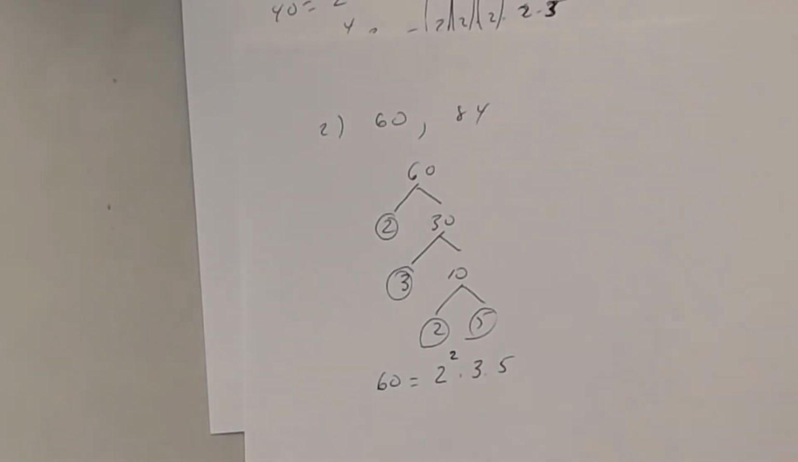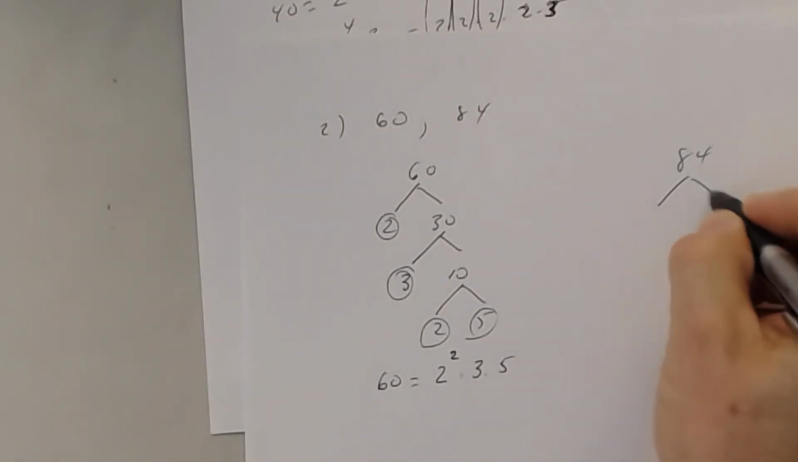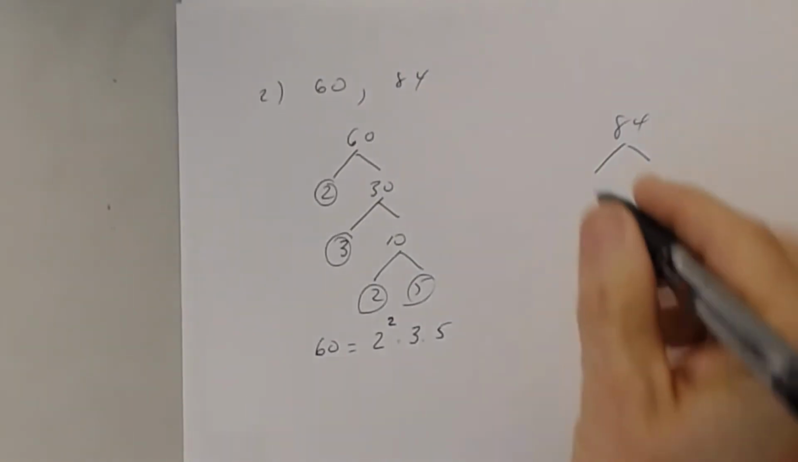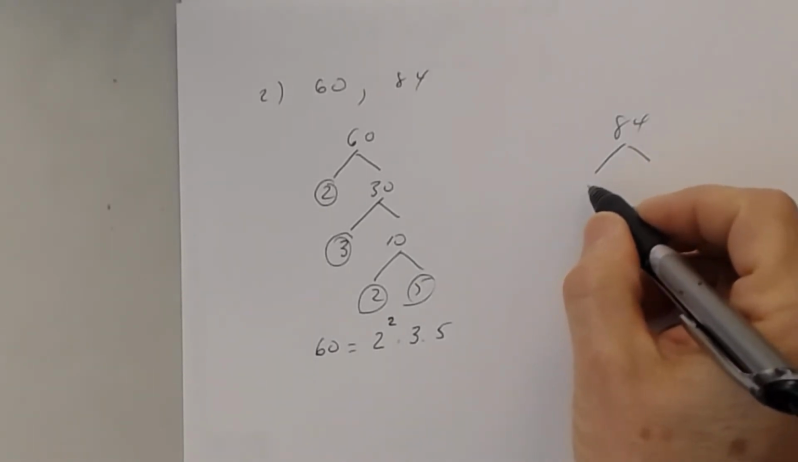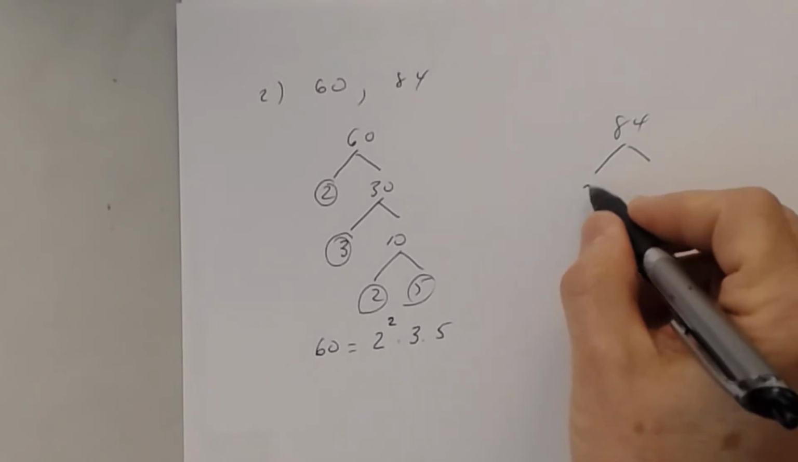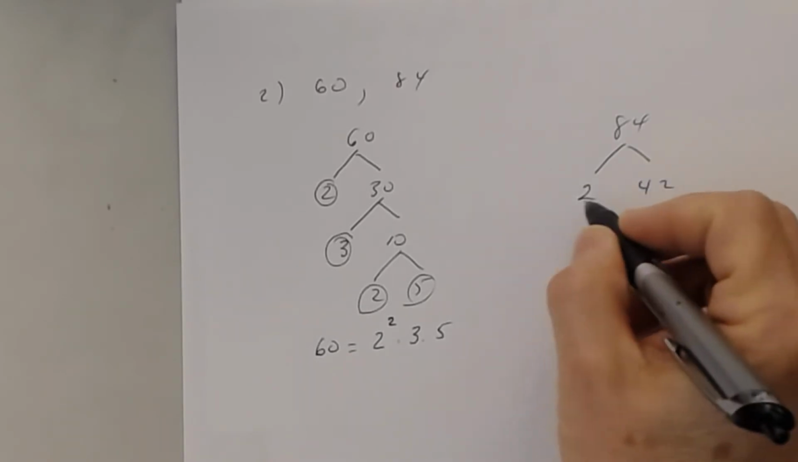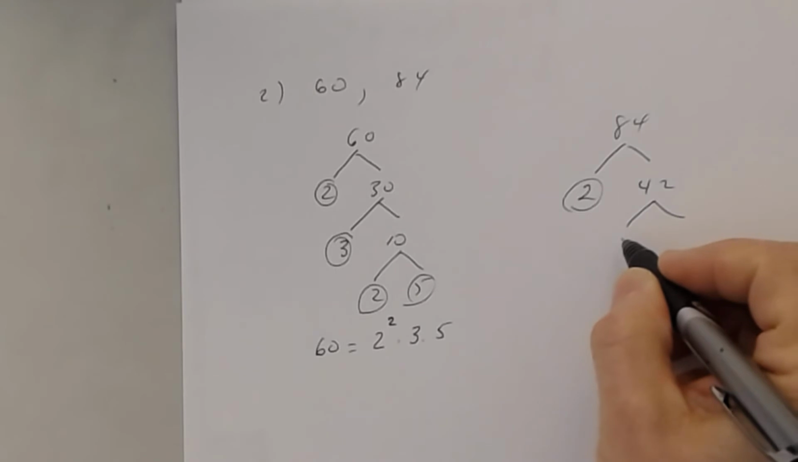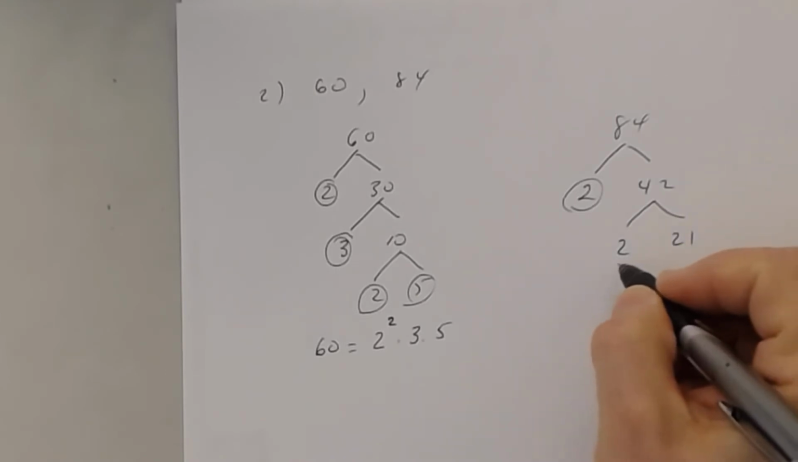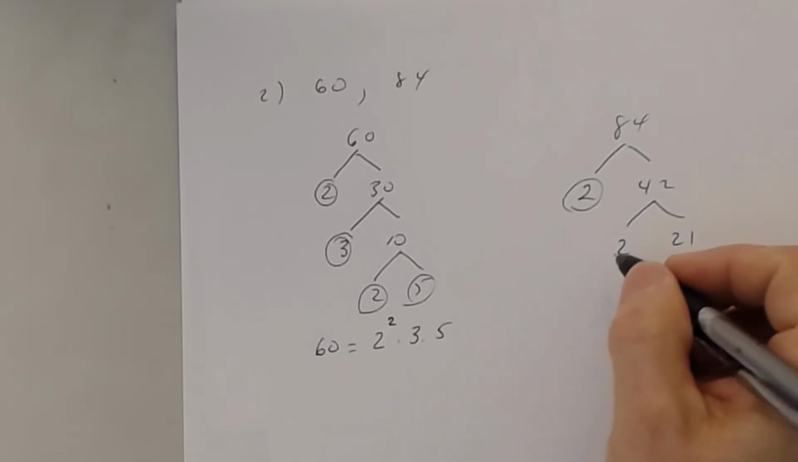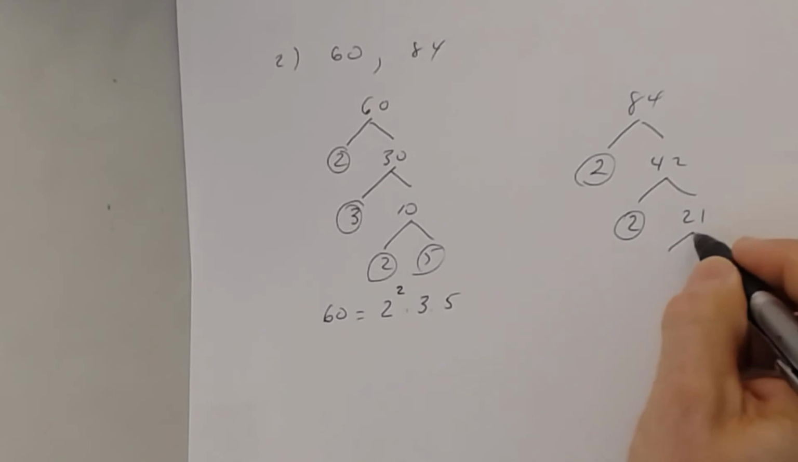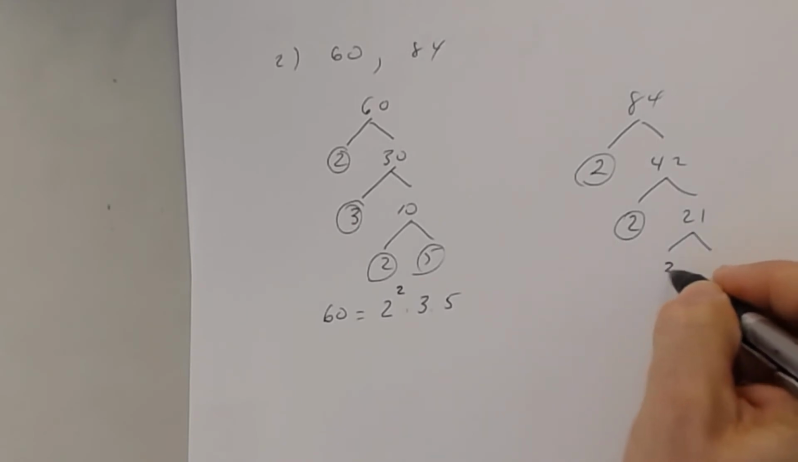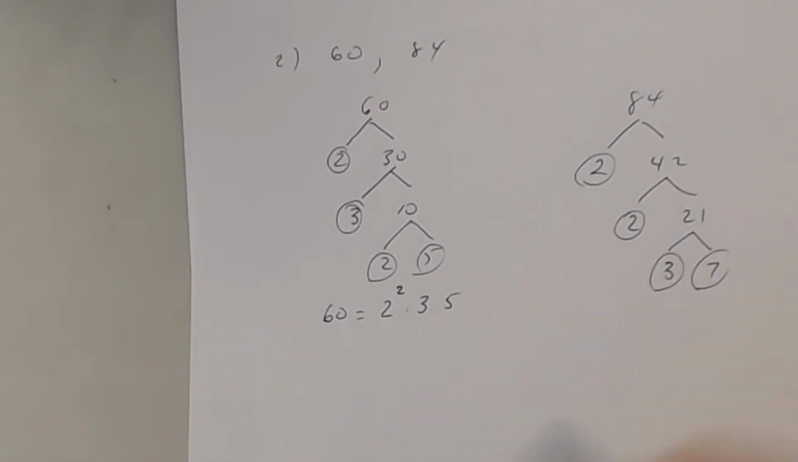Let's look at 84. Let's do the factor tree. It looks like you always want to start with the smallest prime number that goes into it. So 2 and what? 42. Circle 2. 42 is what? 2 and 21. You can use 7 and 6. Go ahead and use 7 and 6, and you'll see you'll get the same thing at the end. 21 is what? 7 and 3. Okay, and I'm done.